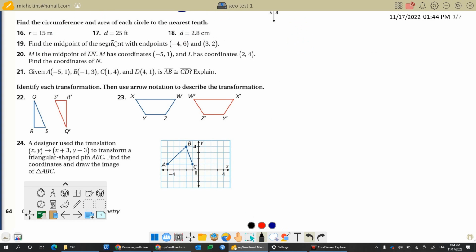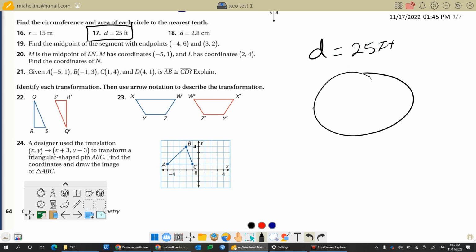And then we do the same thing here for D. D is equal to 25 feet. So how do we do that? We have our circle and we draw in our diameter, and that's 25 feet. But what we want to do is remember what the radius is, and the radius is half of that. So half of 25 is going to be 12.5, which is equal to r.